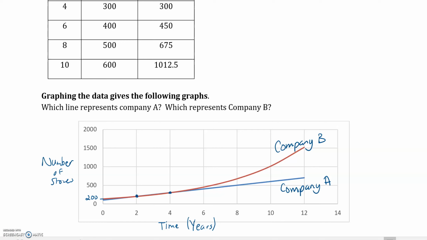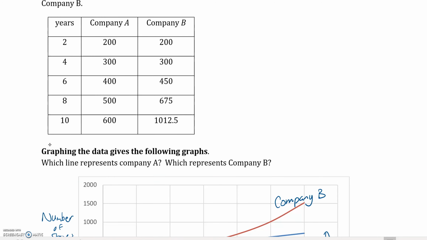Although the number of stores in the second and fourth years are identical for company A and B, you can see that that trend does not continue beyond 4 years. And when we examine the table above, you can see that when we look at the values for company A, each and every single year, we are increasing the number of stores by 100. A constant increase that company A exhibits is what you call a linear equation. It would produce a linear equation as we looked at in Module 1.